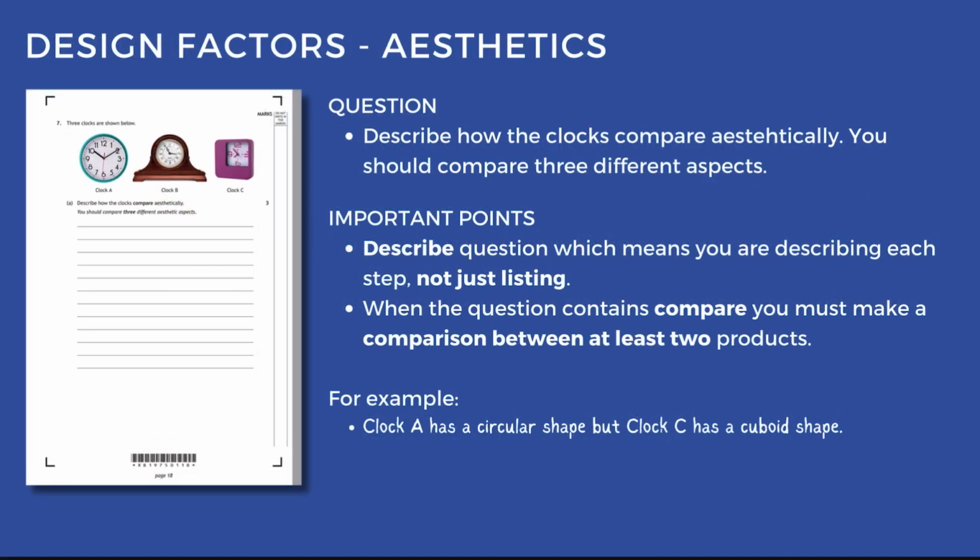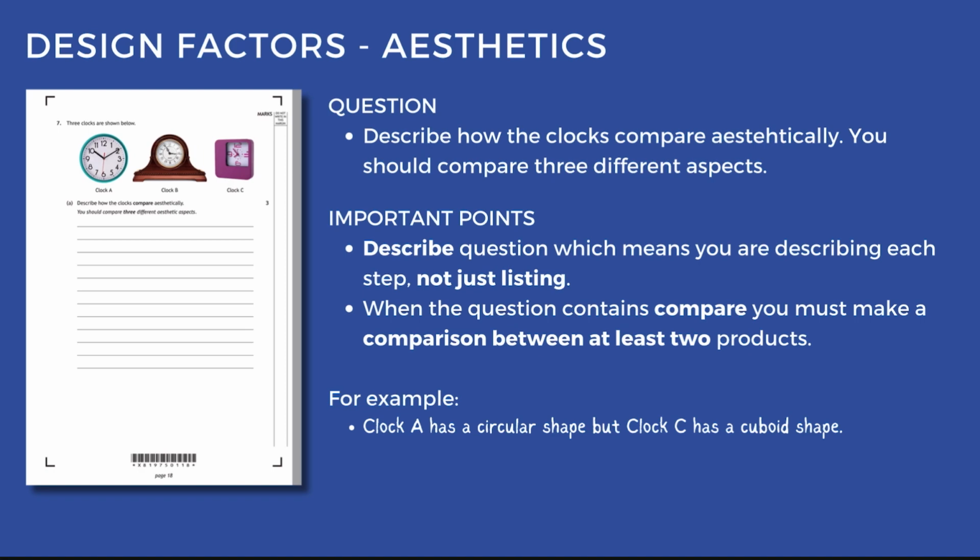So let's now look at a different section of the paper, this time on design factors and specifically aesthetics. The question asks you to describe how the clocks compare aesthetically. You should compare 3 different aspects. So again, it is a described question, so it means you're describing and not just listing. And when the question contains compare, you must make a comparison between at least 2 of the products.